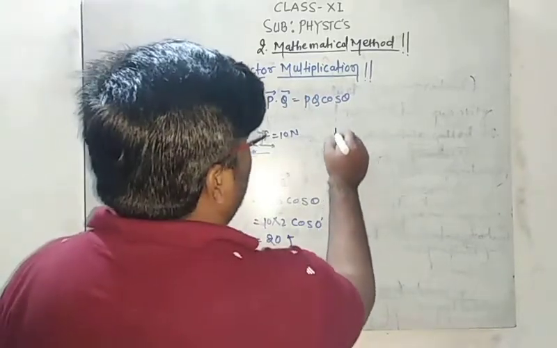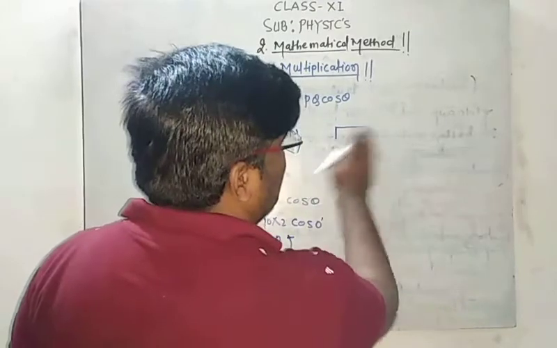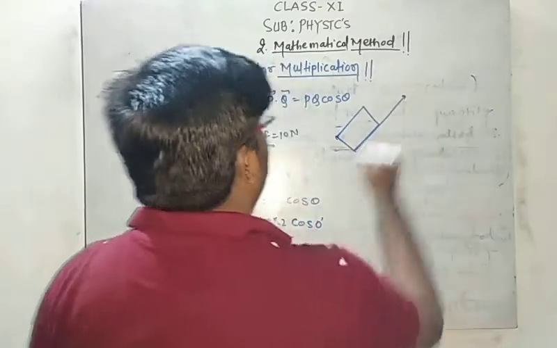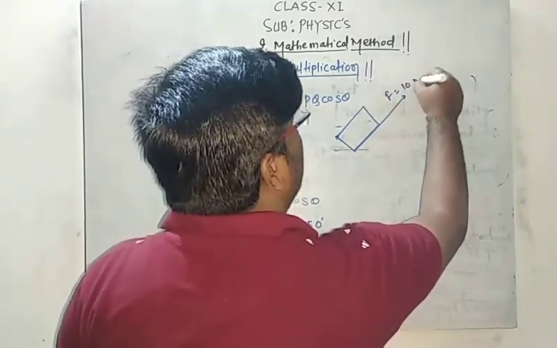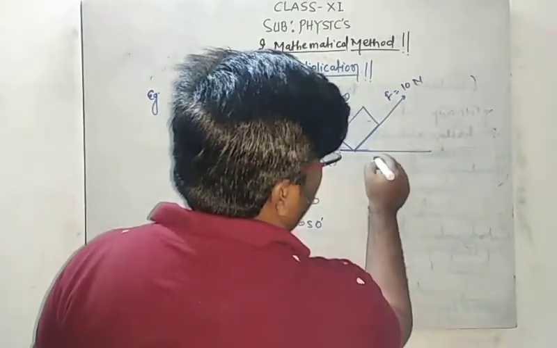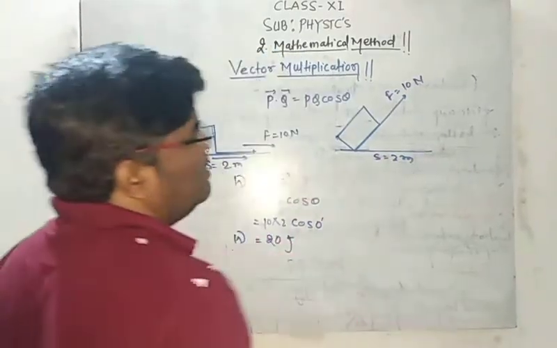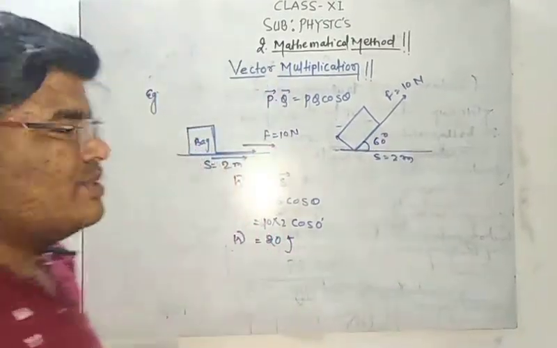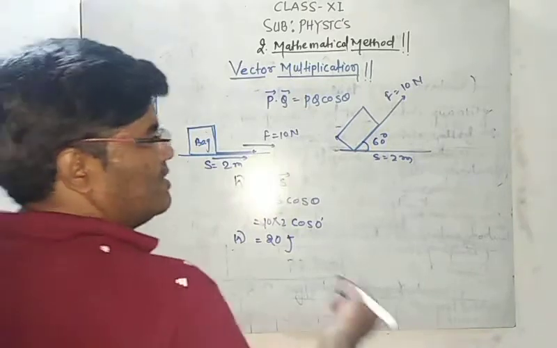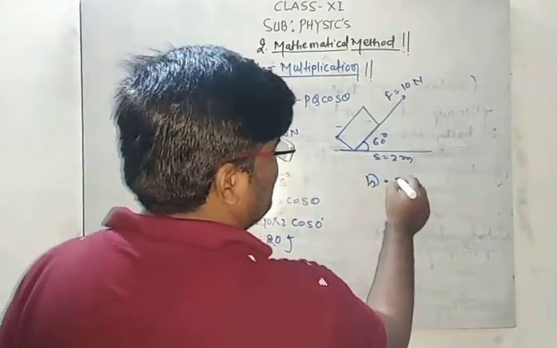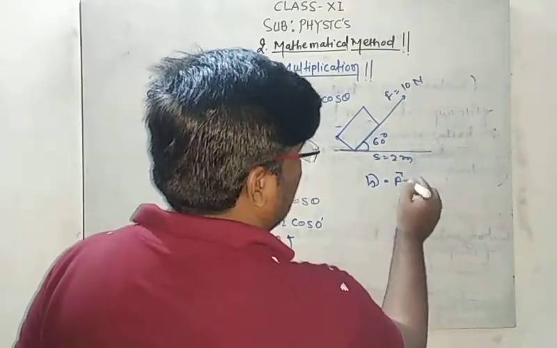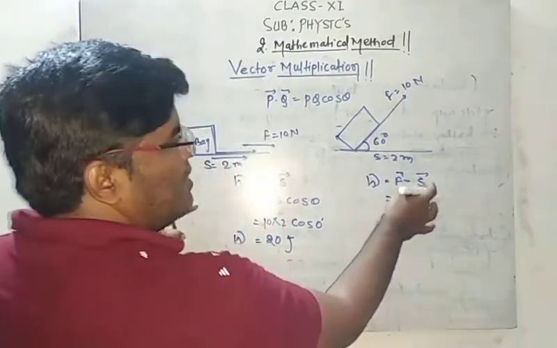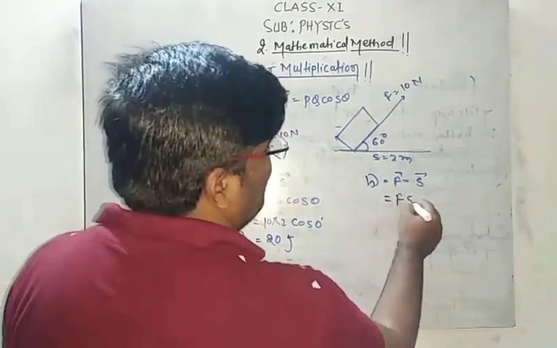Here is another example. This is the bag and this is the handle, right? Here F is equal to 10 Newton, the displacement S is equal to 2 meter, and the angle between these two is 60 degree. So here is also work done. Work done is equal to F bar dot S bar. What is the magnitude of F bar dot S bar? That is Fs cos theta.